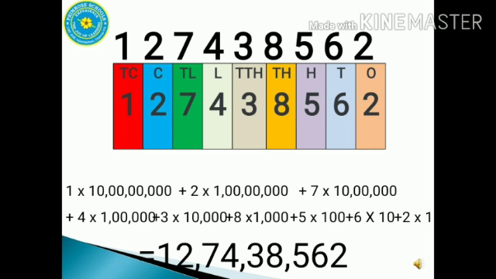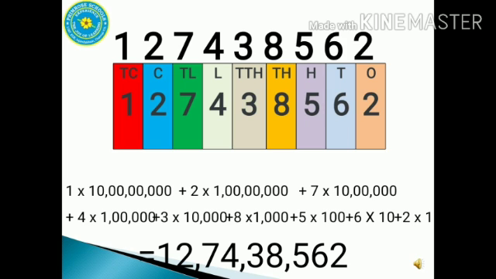We need to find the expanded form for this number. Step 1 is to write the numbers in the place value chart. Step 2 is to write the expansion of the numbers. Starting from left to right, we will get 1 ten crore, 2 crores, 7 ten lakhs, 4 lakhs, 3 ten thousands, 8 thousands, 5 hundreds, 6 tens and 2 ones.